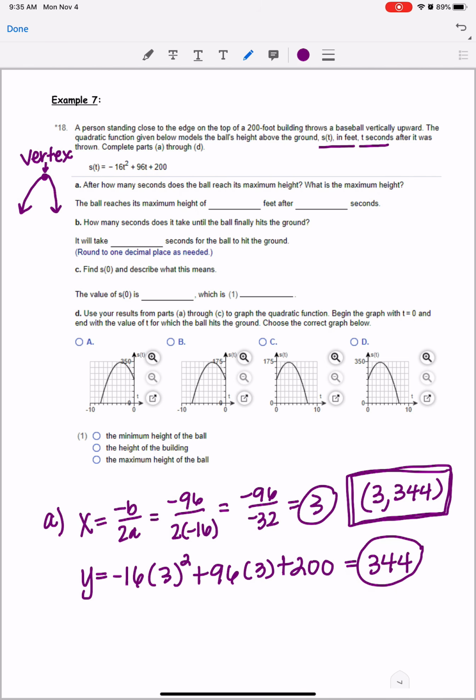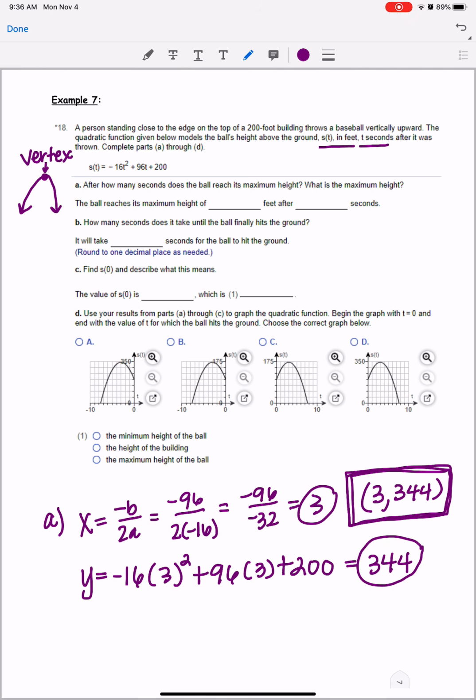So when we're talking about this, it wants to know how many seconds it takes to reach its maximum height and what that maximum height is. Kind of use some common sense here. Does it make sense for us to say that the ball reached a height of 3 feet after 344 seconds? That doesn't make a lot of sense if I'm on a 200-foot building, right?